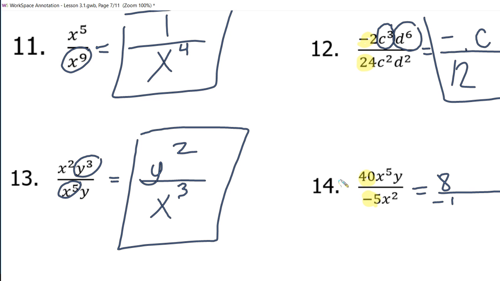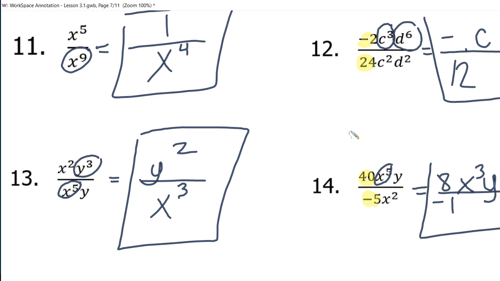Now, where's the larger x? At the top. So my answer for x needs to go in the top. Where's the larger y? There's only one, right? So if it's one of a kind, it's just going to stay where it's at. So the y is going to stay in the numerator. Now for the x's, when I'm dividing, what do I do with those exponents? Subtract them. So what is 5 minus 2? 3. So this is going to be 8x cubed y over negative 1.